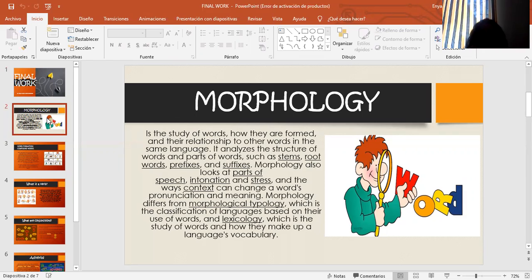Morphology differs from morphological typology, which is a classification of languages based on their use of words, and lexicology, which is the study of words and how they make up a language's vocabulary. Well, I think that morphology is important because thanks to this we learn about how words are formed in other languages, and I think that is so curious and interesting.